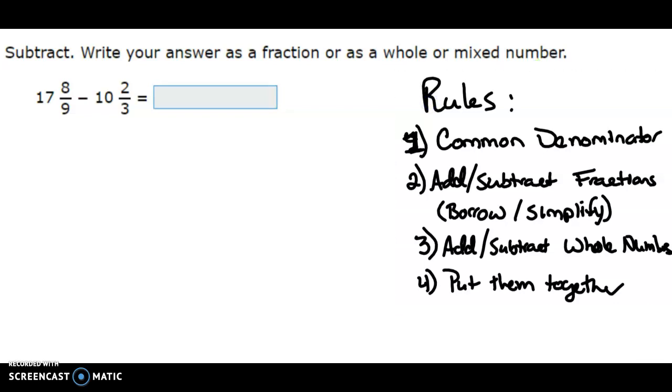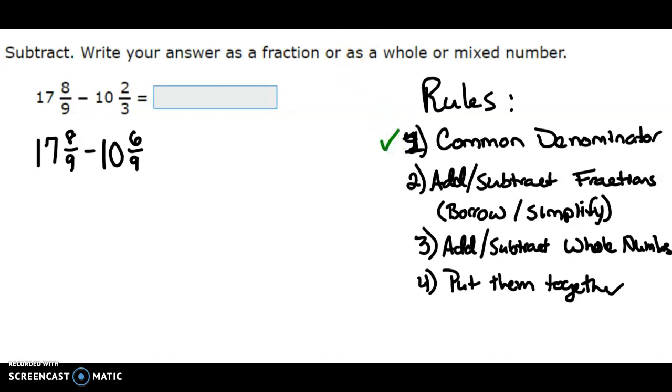Question number 3. Now in this question, step 1 is not done for us. So the first thing we're going to do is rewrite these fractions with the common denominator. Our denominators are 9 and 3. And so the least common denominator is 9. So I'm going to rewrite both these fractions with 9 as a denominator. Now, the first fraction already has 9 as a denominator, so there's nothing to change. The second fraction has 3 as a denominator. I had to multiply 3 by 3 to get 9, so I have to do the same to 2. 2 times 3 equals 6. So 10 and 2/3 equals 10 and 6/9. Those are equivalent fractions.